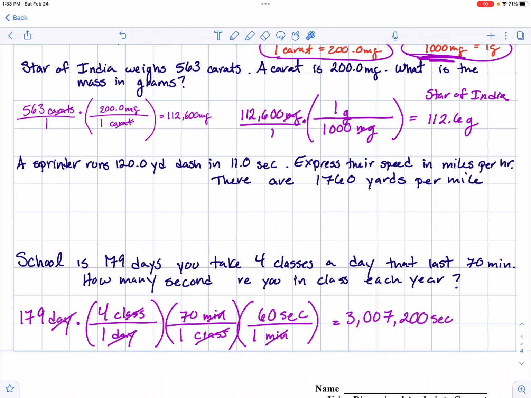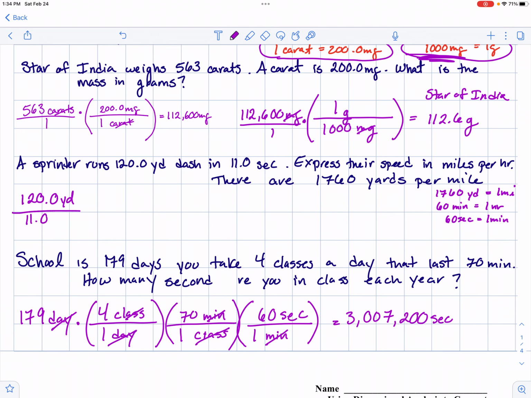So I'm just going to list the conversion factors I know that we're going to need. So we know that there are 1,760 yards per every 1 mile, right? So that's equivalent to a mile. We know that there are 60 minutes in 1 hour, and we know that there are 60 seconds in every 1 minute. So we're going to be turning those into conversion factors as we try to move from one unit into another.